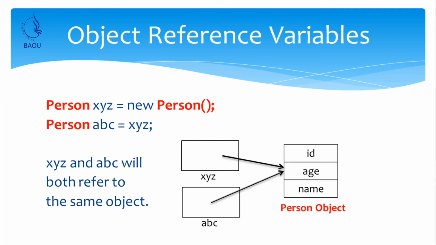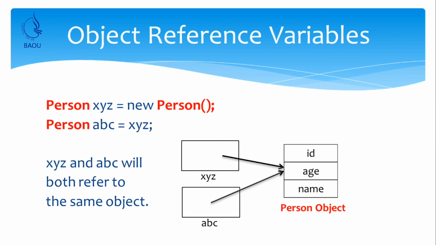The next is the object reference variable. For example, if I declare xyz as a Person object and then in the second line I write Person abc is equal to xyz. Now, what will happen in the case of an ordinary variable? Separate memory is allocated for xyz and abc and the value of xyz is stored inside abc, but this is not the case with objects.